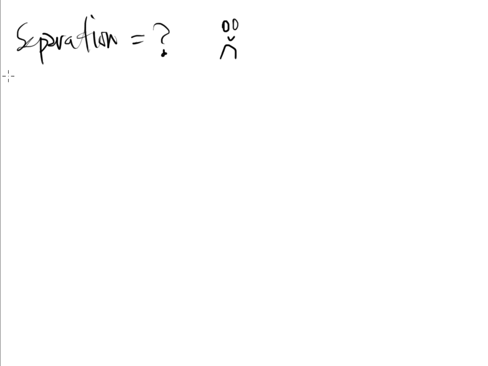Because how do we explain it? We know that it happens. We can see that it happens. But how can we actually explain the separation process? It's very difficult when you take a few minutes and just think about it. It's one of these things that we take for granted, right?